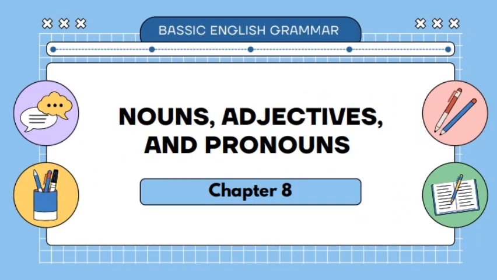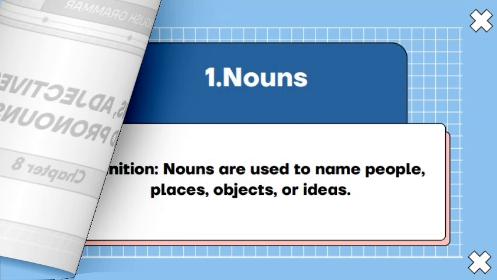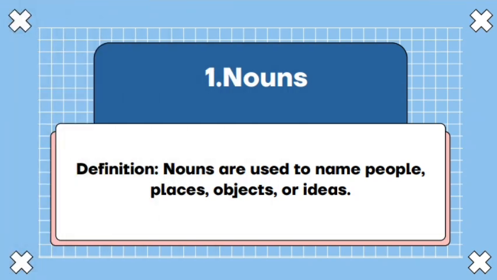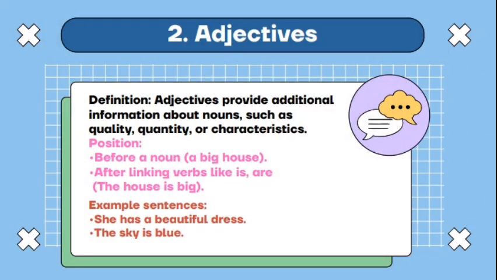Next, chapter 8, nouns, adjectives, and pronouns. As explained in chapter 4, nouns are used to name people, places, objects, or ideas. Adjective definition: adjectives provide additional information about nouns, such as quality, quantity, or characteristic, and the position is before a noun. Example: a big house.